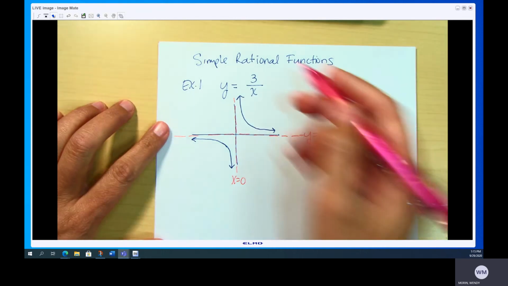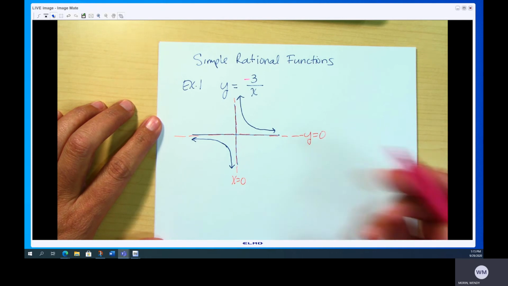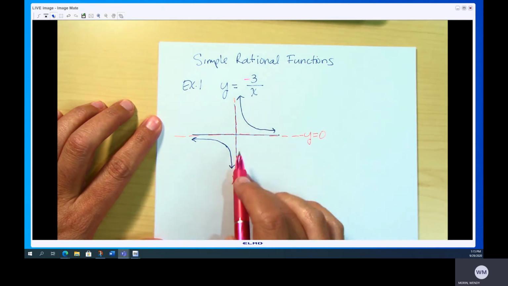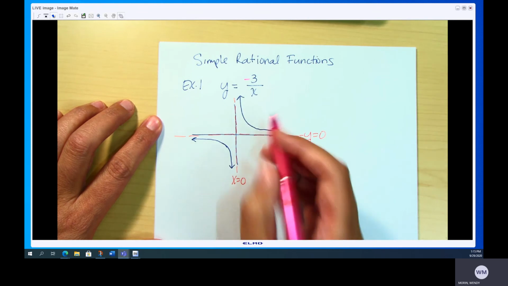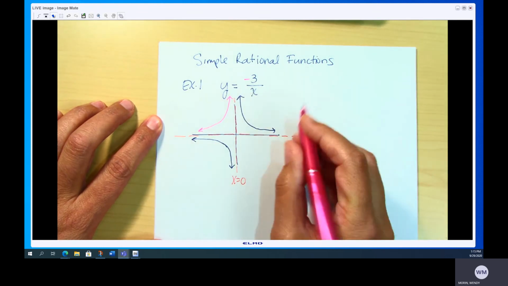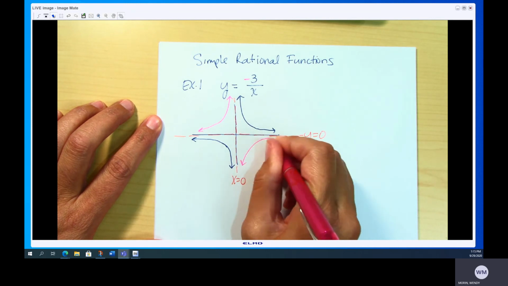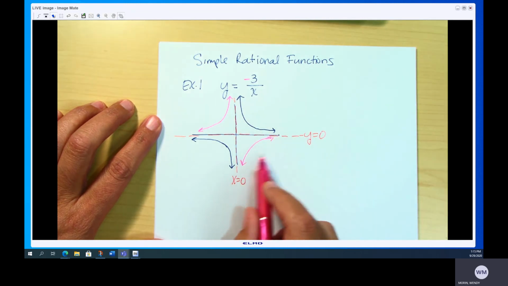If we put a negative in here, well, that's just going to reflect it. So basically, you flip your branches. So for negative, you need to know that the branches are in the second and the fourth quadrants, approaching the asymptotes, not curving back in.